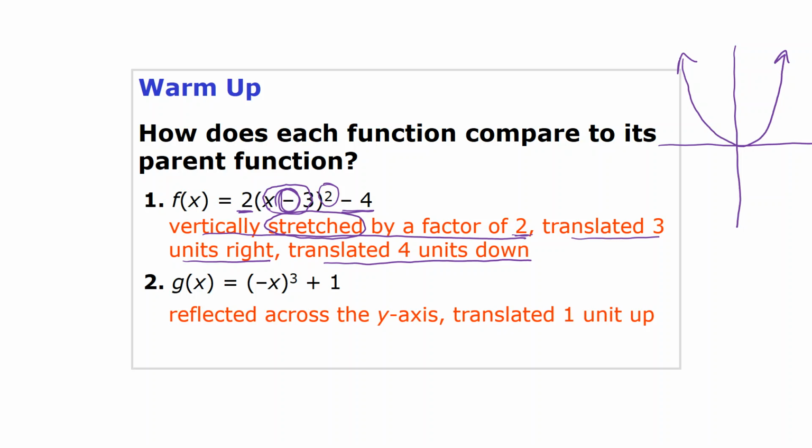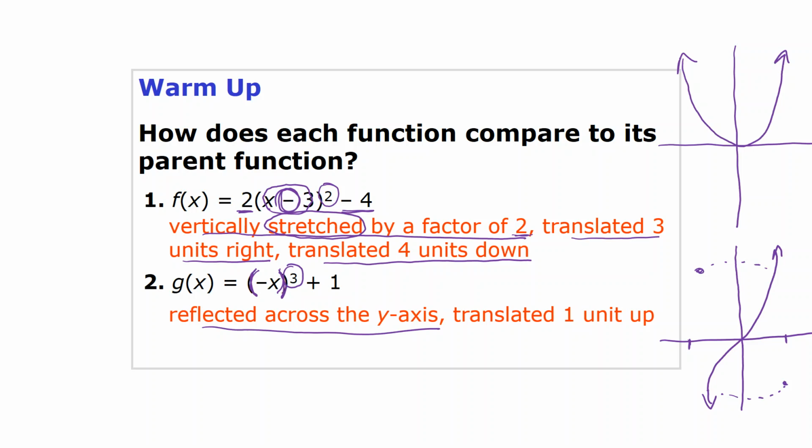All right, for the next problem, we can see that the highest exponent is a 3. That tells me my parent function is going to look like this. For a cube, this is what the parent function looks like. The first thing that we see is this minus snuggled up with my x. That means the x's are going to be opposite. If I have an x on this side, I'm going to have the opposite on the other side. Notice my points are going to move. Everything's going to move across the y-axis. So I have a reflection across the y-axis.